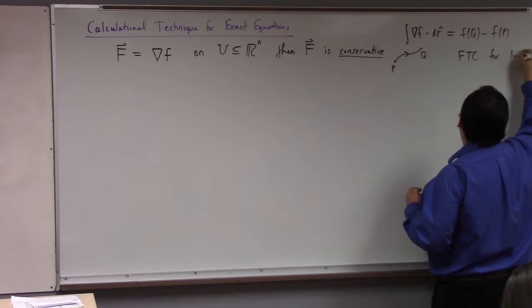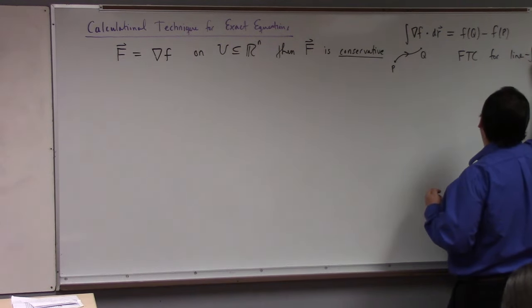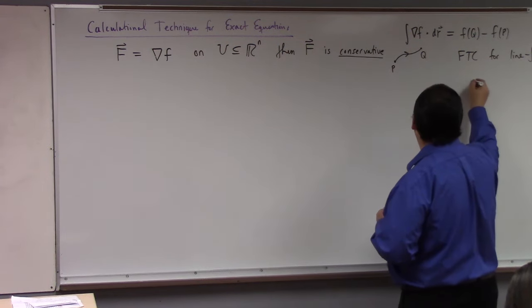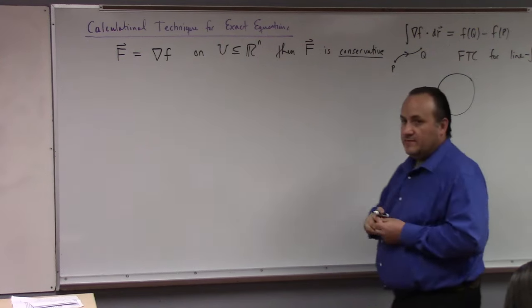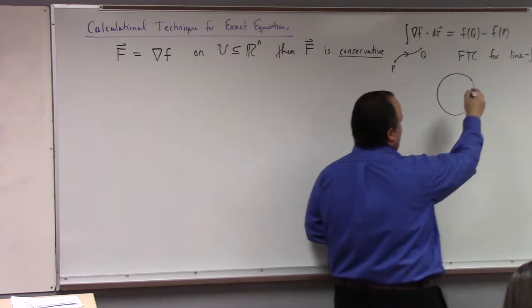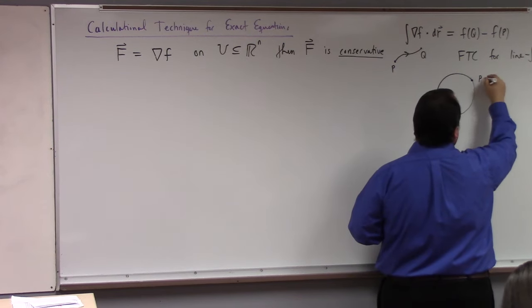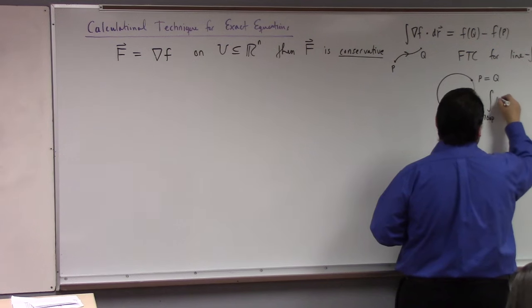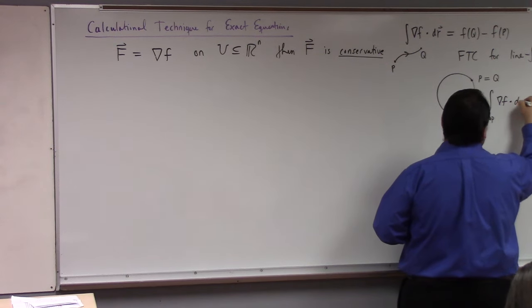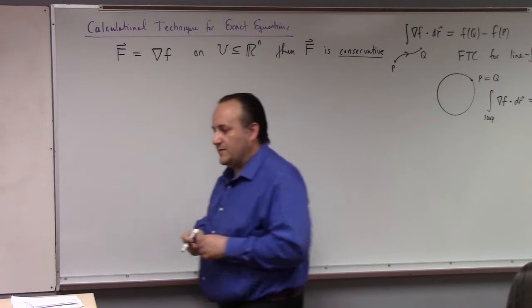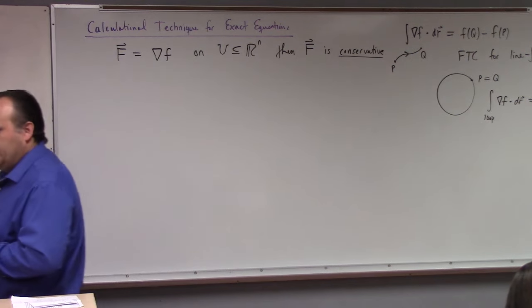So surely if you were to integrate around a loop, you just take this point to be P and Q, and so the integral around a loop of a gradient is zero. So that's one characterization of a conservative vector field.